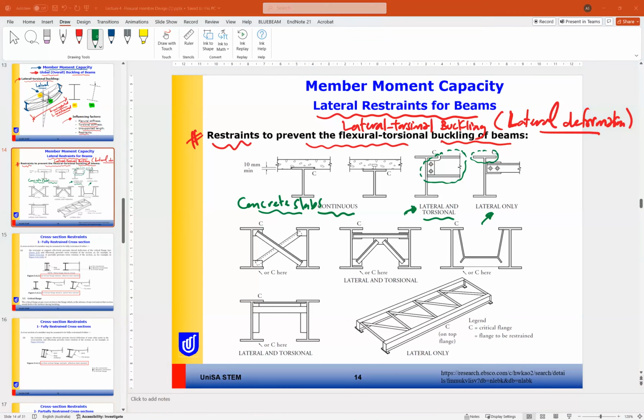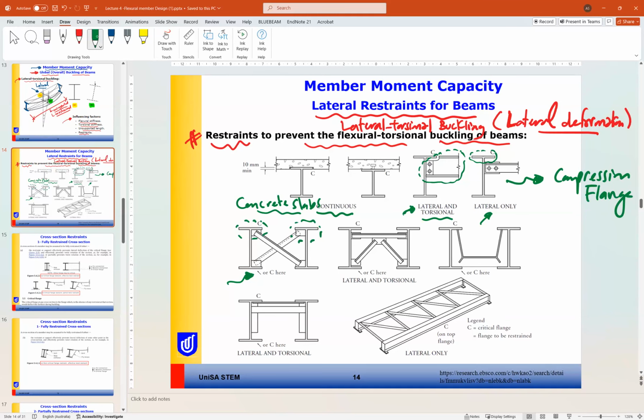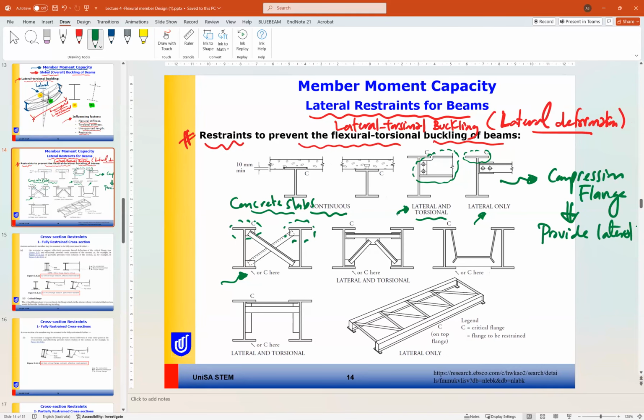Okay, this is another example of the support. So we have connected two beams together with some braces. These braces will provide lateral support for the compression flange. So our main problem is the compression flange, and we need to provide lateral restraint for it. Okay, so these are some examples of the restraints of the beams.